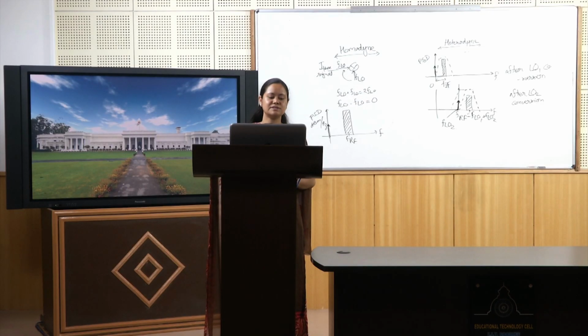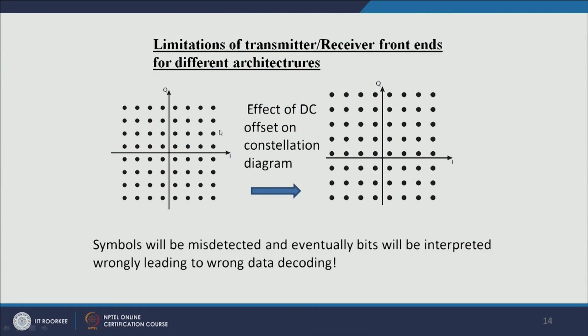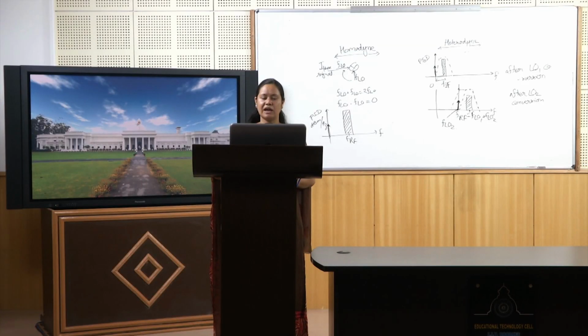What will happen because of this? The symbols will be misdetected, because earlier, when it wanted to read this symbol, that symbol is now here. So, instead it will read this symbol and interpret that this symbol is basically this symbol, which is wrong information. So, accordingly the bits will be converted back in a wrong sequence, and your BER will be very high because of this. So, we have to remove this. There can be methods such as capacitive methods, so that the DC can be blocked at the earliest stage. There are some digital methods also which we will cover later in this course.